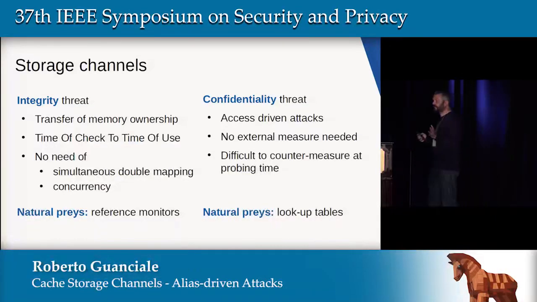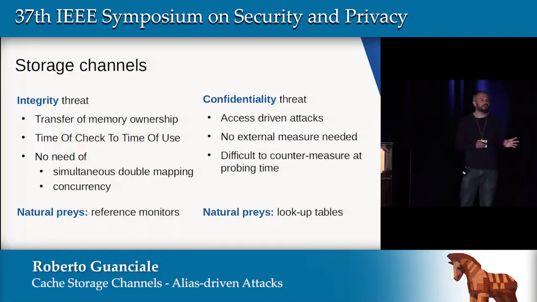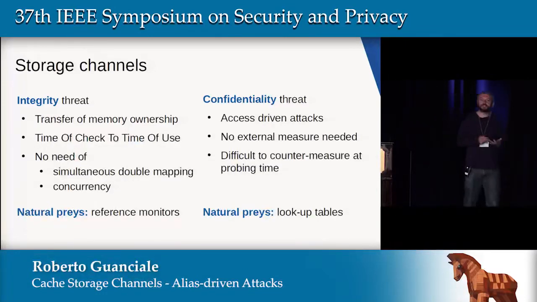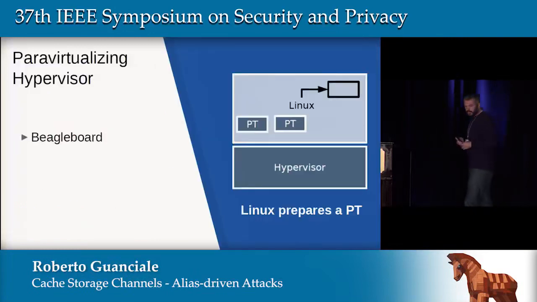In literature, there are several access-driven attacks, mainly to crypto services. But for the first time, you don't need an external variable to measure the eviction from the cache. You don't need to access time. You can just access your own memory to measure if there is an inconsistency in the behavior of the cache. So it's really difficult to counter this attack at probing time because the attacker doesn't have to access, for example, the system time. So we experiment this attack on some real software.